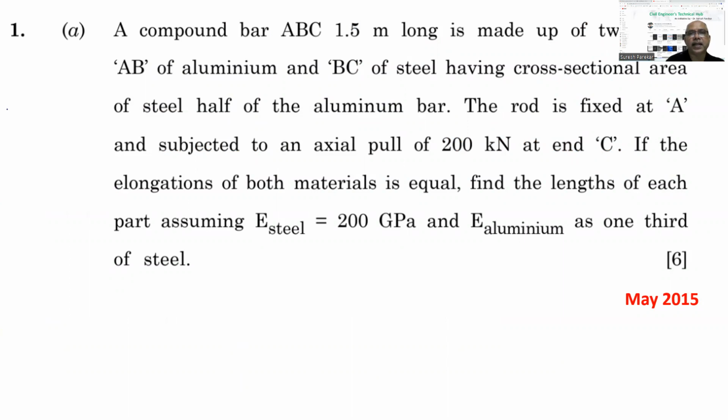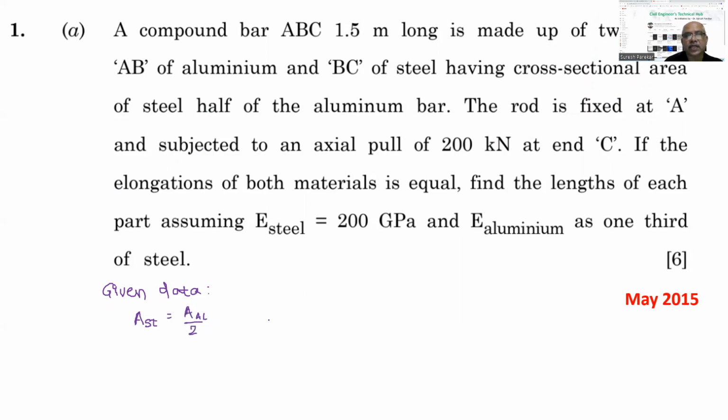A compound bar ABC 1.5 meter long is made up of two bars, AB of aluminum and BC of steel, having cross-sectional area of steel half of aluminum. So if we write the given data, we have A steel equal to A aluminum by 2.